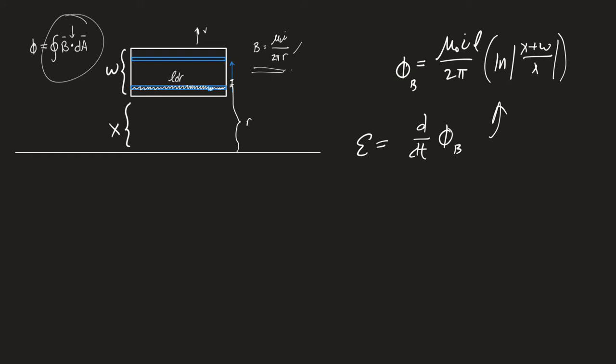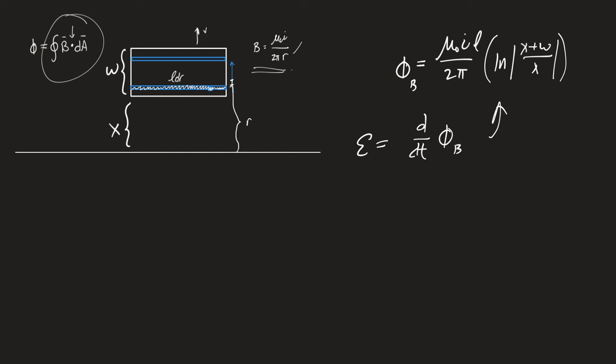But x is buried inside the natural log. So if we want to do this next part of the problem, we're going to have to deal with the fact that we have to take the derivative of this natural log. You have a couple ways you can go about doing it. I'm going to choose the one that I think is easiest for you guys, not the one that maybe you would have chosen on your own.